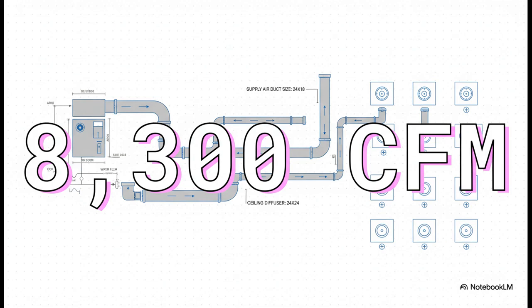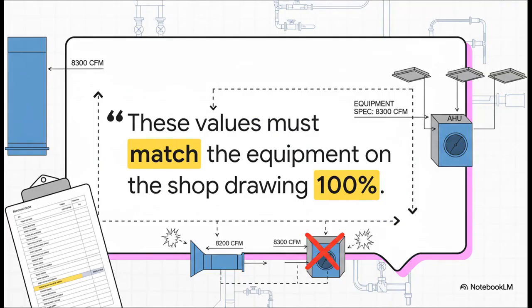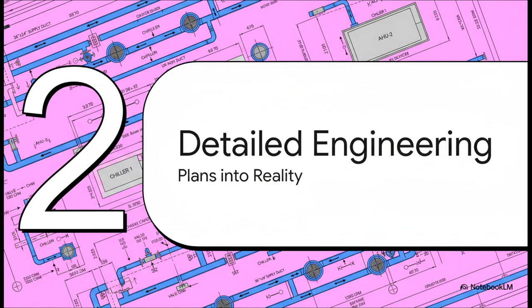This single value is now going to dictate the size of our air handling unit, our main ducts, our diffusers, everything. And this is the part that so many people get wrong. That 8,300 CFM we just calculated must perfectly match the equipment data on the shop drawing. Not 99%, 100%. Any difference between your calculation sheet and your drawing is a guarantee for major problems down the line. All right, on to Section 2.